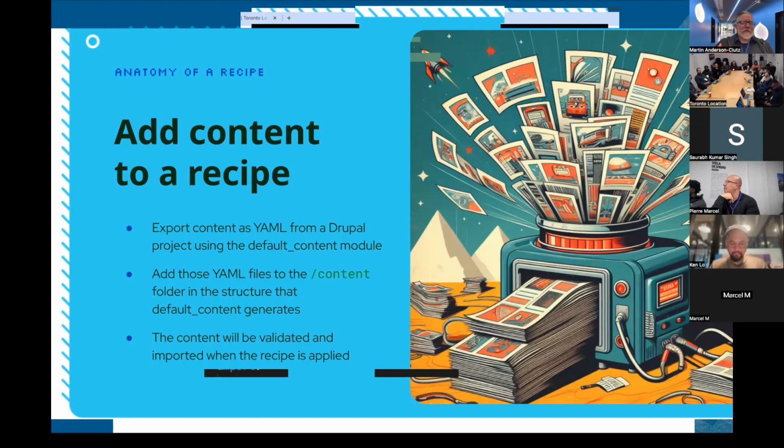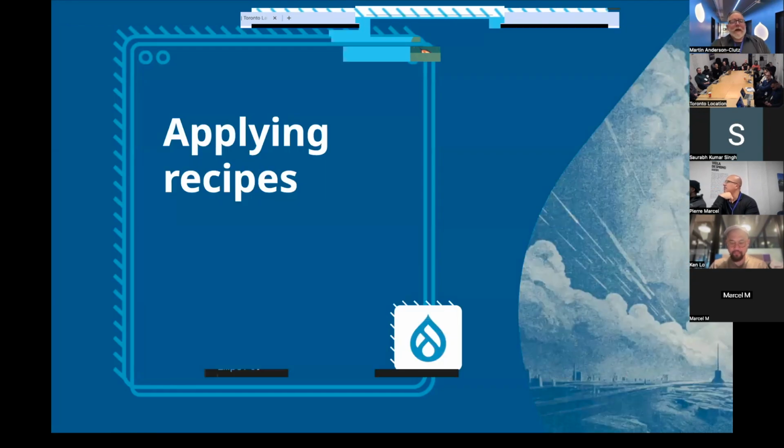And then the content will be validated and imported as you apply the recipe. So it's pretty seamless. I would say the export probably takes a little getting used to the first 1 or 2 times you do it, but after that, it's pretty seamless. How do you apply recipes?